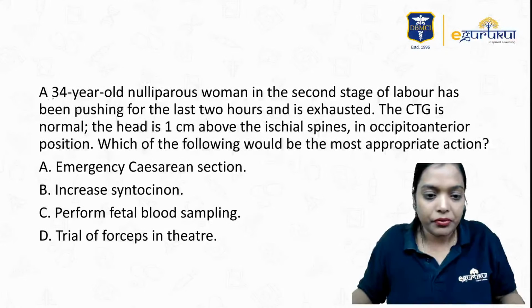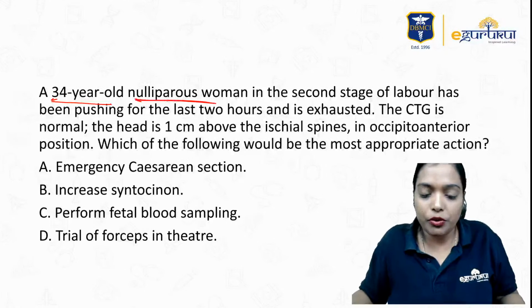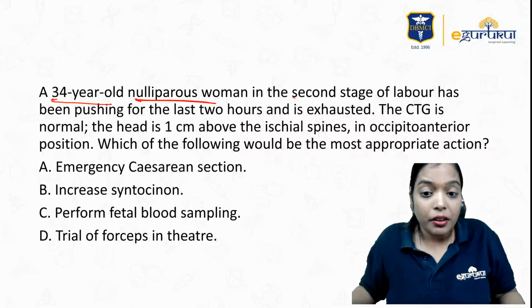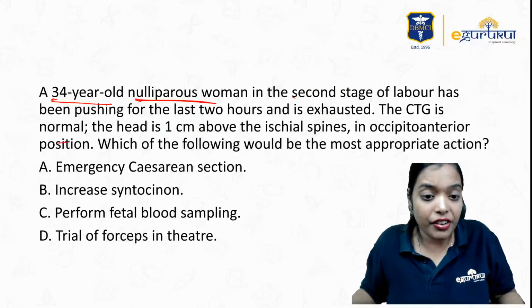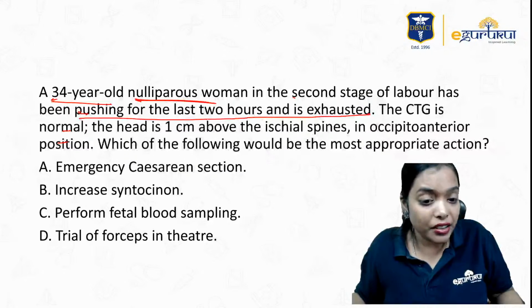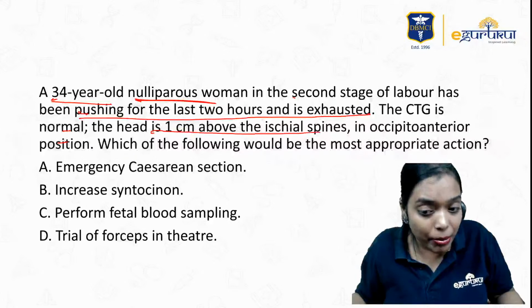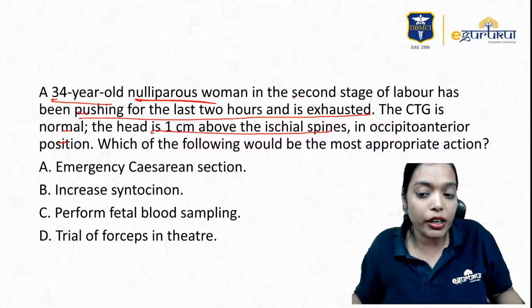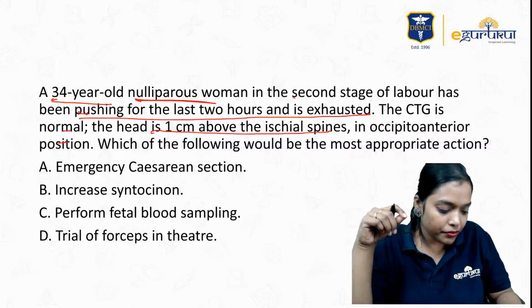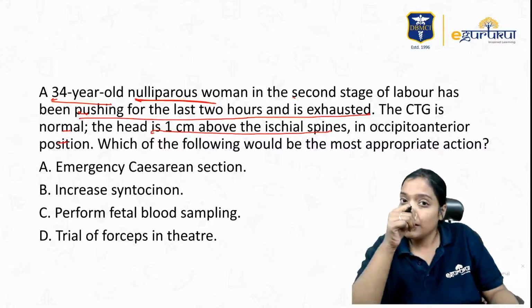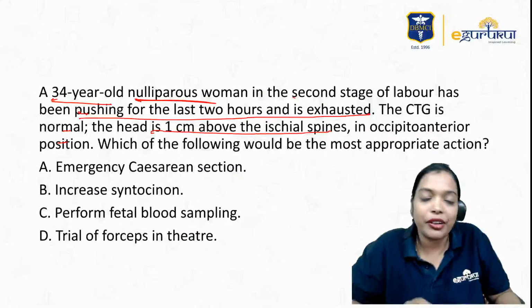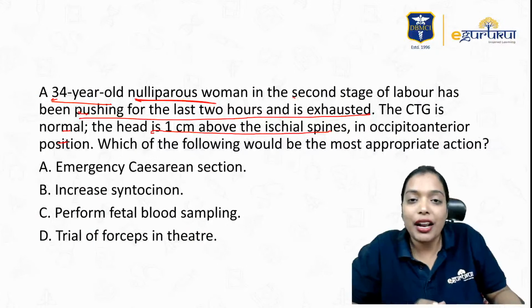Next question. 34-year-old nulliparous woman is in the second stage of labor. Patient has been pushing for last 2 hours and is exhausted. CTG is normal. Head is 1 centimeter above the ischial spine. Which of the following would be most appropriate action? Guys, I've already answered one question for you, right? So I want you to answer this question.